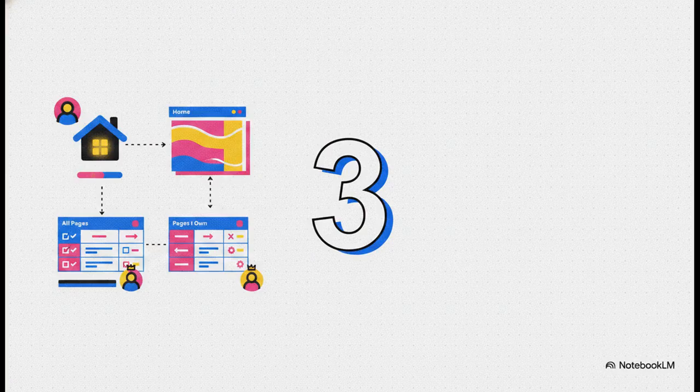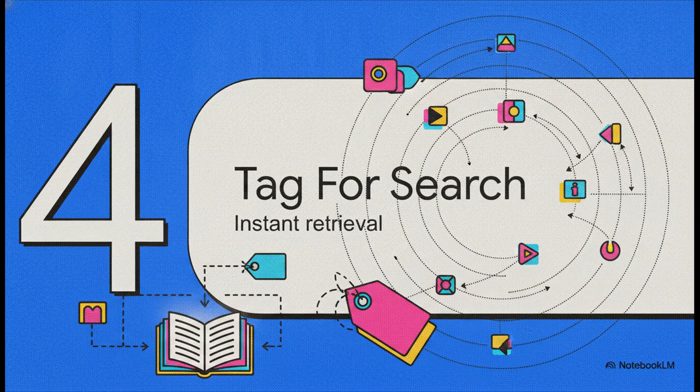And to manage all this, your new wikis come right out of the box with 3 default views. You've got the home view for the general audience, plus all pages and pages I own displayed as tables. Those last 2 are an absolute dream for page owners, because making bulk edits to those verification statuses is a total breeze.